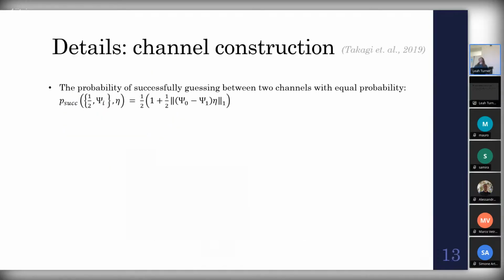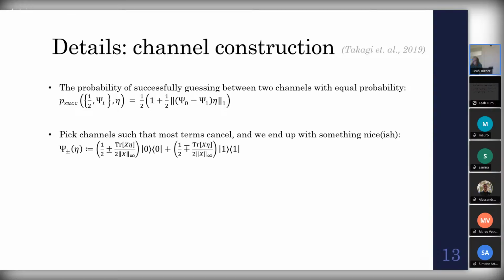So I'll go a bit into how we show this result. If we have two channels that are picked with equal probability, then we know that the success probability picking between them with some arbitrary input state eta is given by this formula here, essentially the trace distance between your two possible channels. This is from Helstrom and Hinella many years ago. So essentially we can pick two channels and we can put them in this and calculate it.